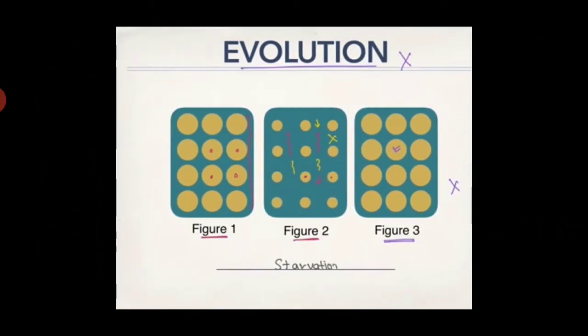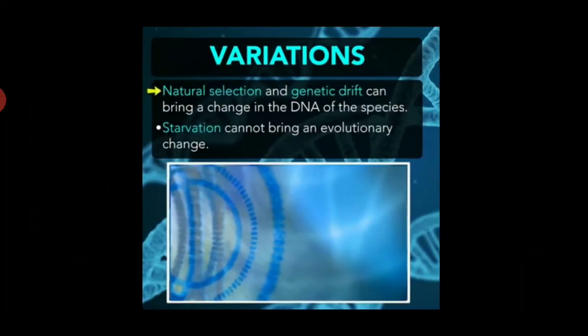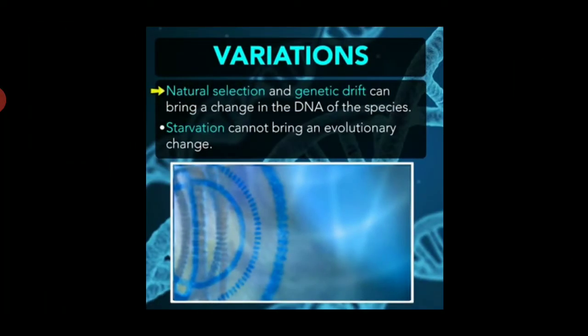This is not an example of evolution because there is no change in DNA. Beetles changed their size because of a certain disease. After some time, they regained their weight and became normal in size. The process where there is no variation in DNA is called starvation. Natural selection and genetic drift can bring a change in the DNA of a species. Starvation cannot bring an evolutionary change.